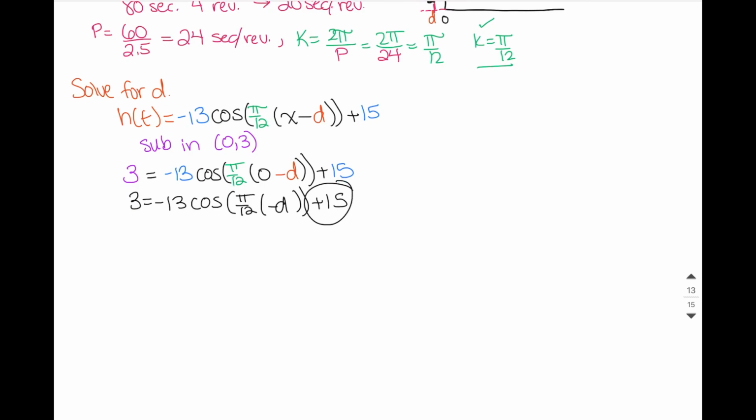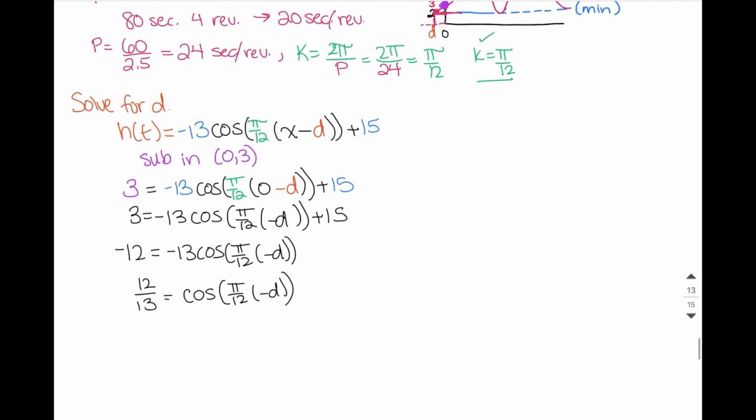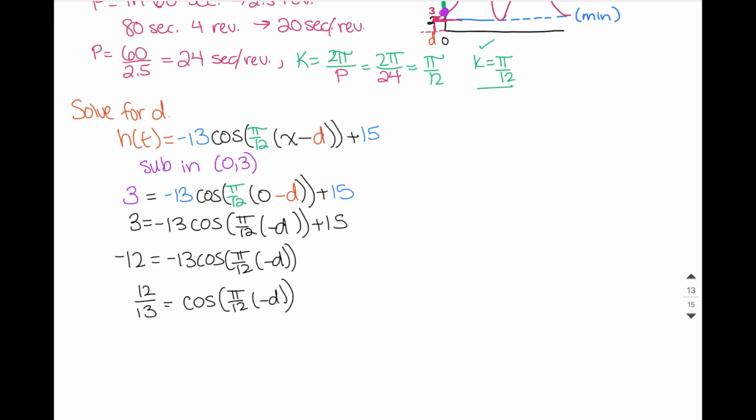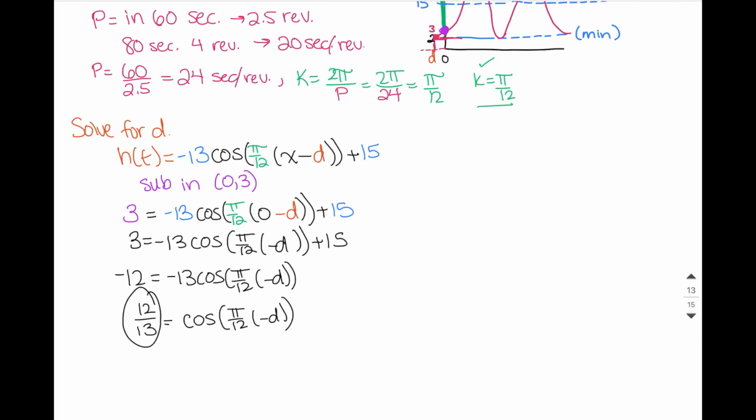So I'm going to subtract the 15. I get negative 12. Then I would divide both sides by negative 13. I get a positive 12 over 13. And normally I would find my related acute angle at this step. However, cosine is already positive, and I only need the first answer because the first answer is going to give me the D value. So I only would need the quadrant 1 answer.